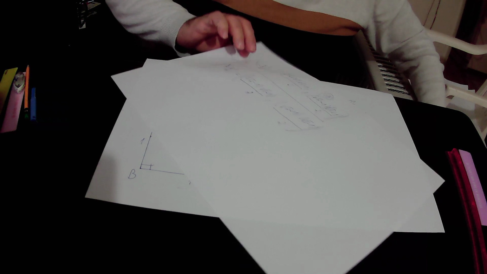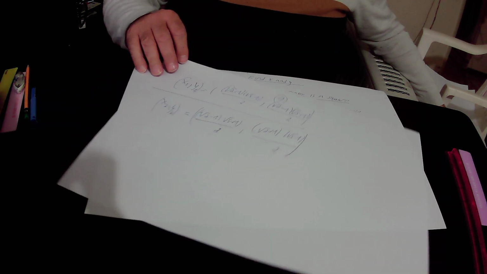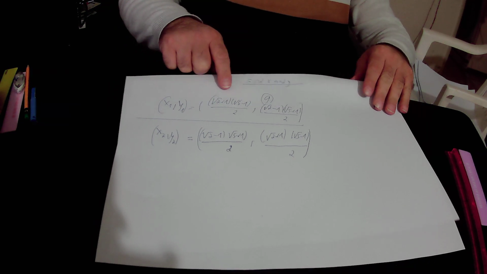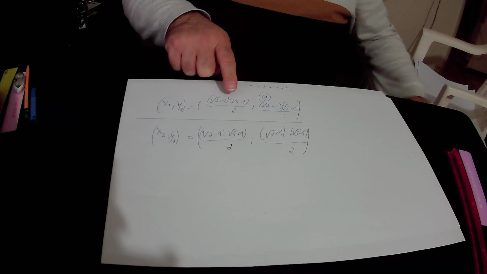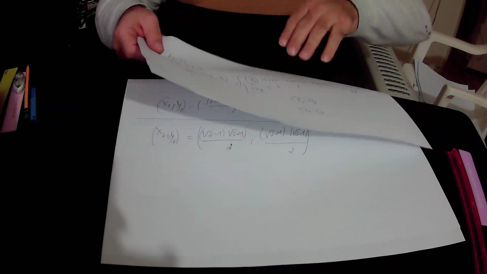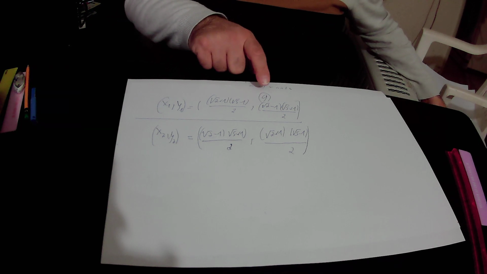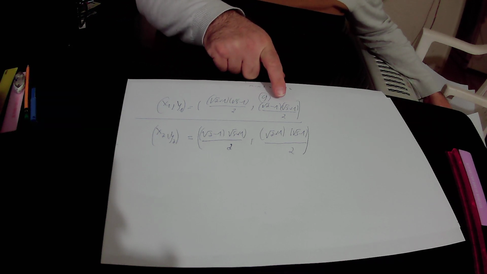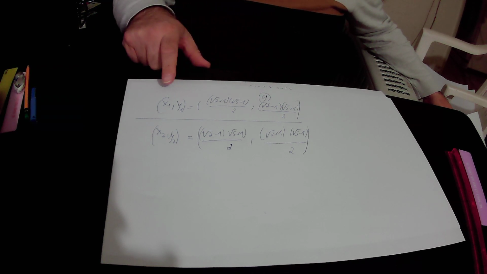The first solution to the question is x1, y1, when x1 equals square root of 2 plus 1 times square root of 5 minus 1 over 2. And y1 is equal to x2. So y1, which equals x2, equals square root of 2 minus 1 times square root of 5 plus 1 over 2. This is the first solution, x1, y1.